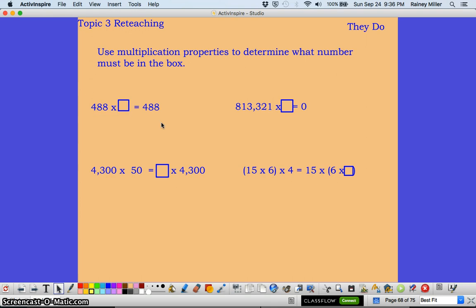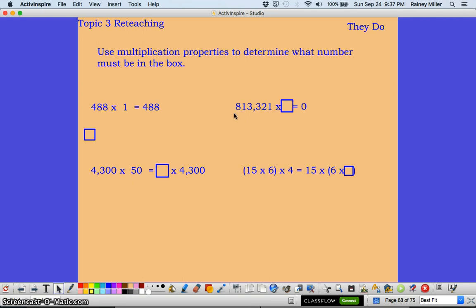Okay, the first property that we're going to deal with is the identity property. It states that any number that you take times blank equals the number it is. So hopefully you knew that that number is 1. So if I have 1 times 488, that's 488.